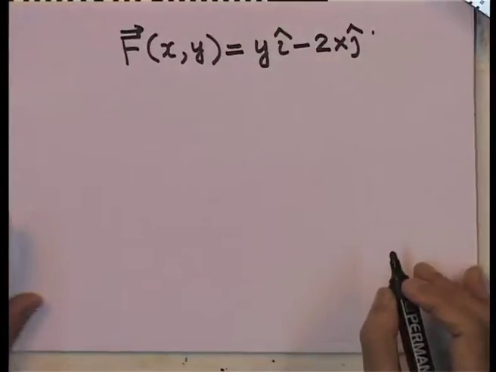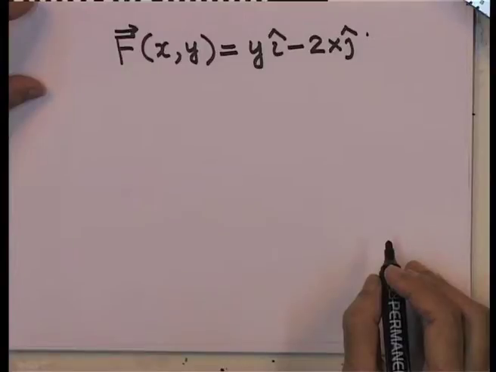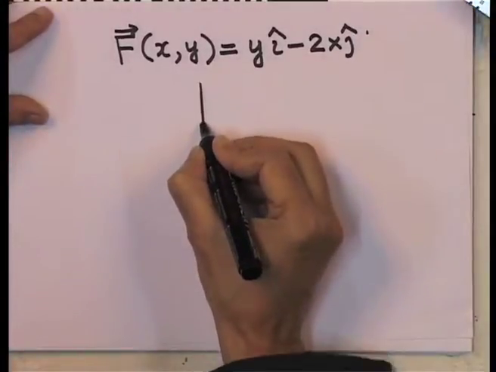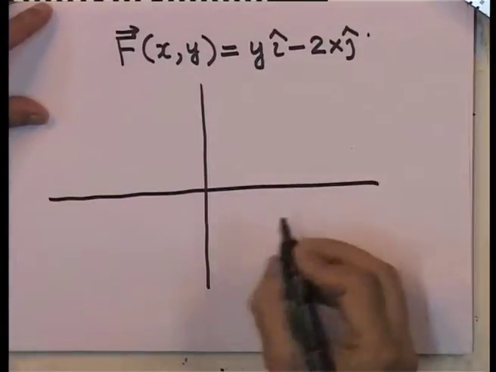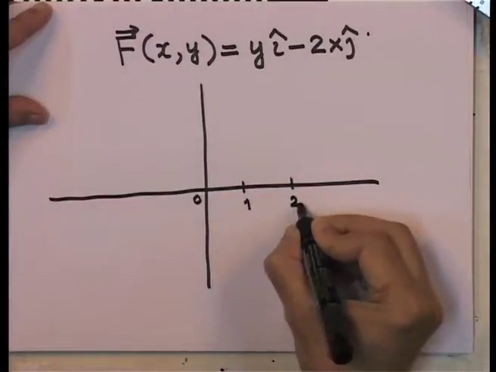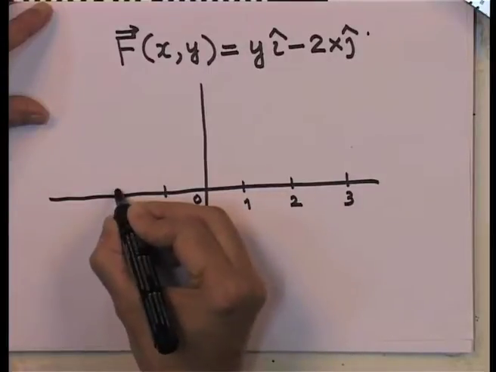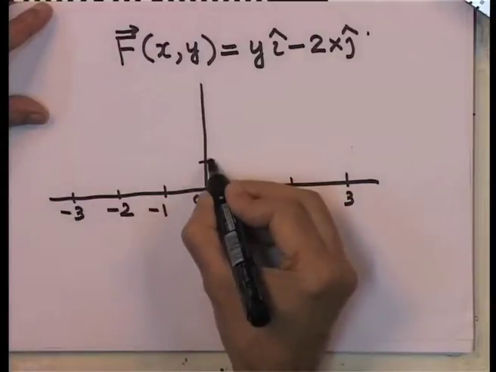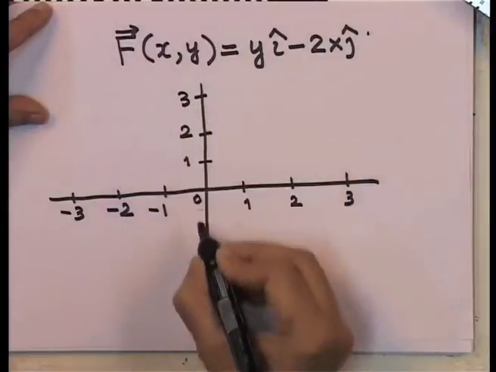Now, let me illustrate how one represents a 2-dimensional field on a graph paper, for instance. Let me try to draw a graph. I will take some arbitrary units. This is the origin, this is 1, this is 2, this is 3, etc. And similarly, on this side I have minus 1, minus 2, minus 3. Repeat that on the y axis.